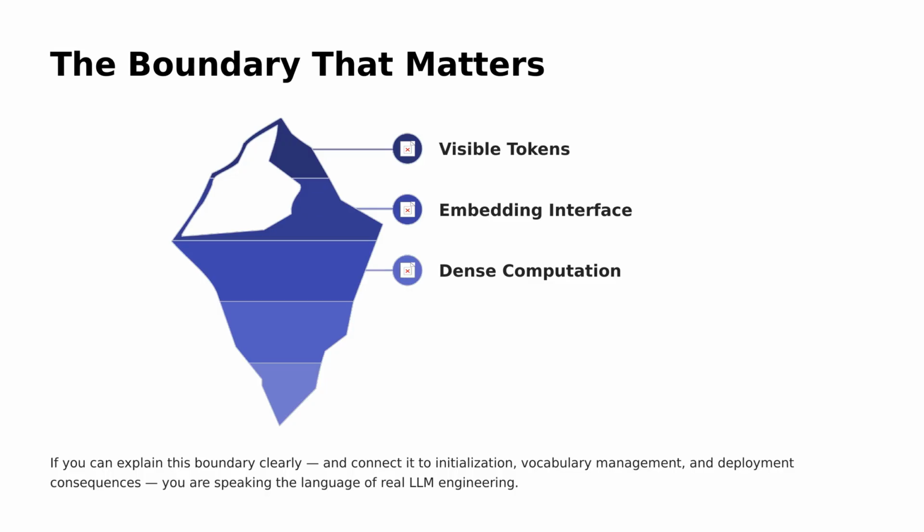The key boundary in an LLM is where visible tokens become vectors at the embedding interface, and everything after that is dense computation. That sounds simple, but it drives real engineering decisions: how embeddings are initialized, how vocabulary changes are handled, and what breaks at deployment when tokenization and model weights don't line up. If you can reason clearly about that boundary, you're thinking like an LLM engineer.